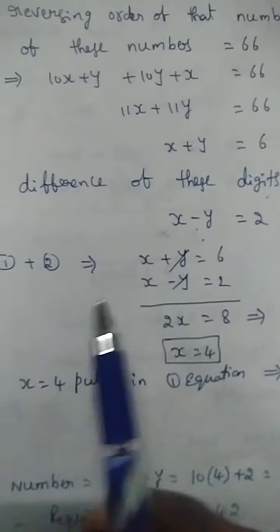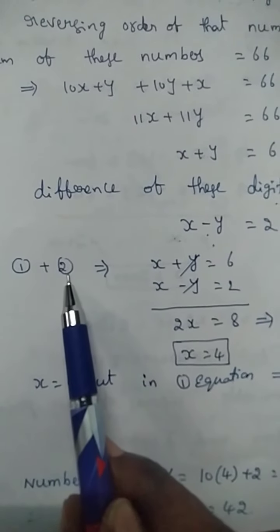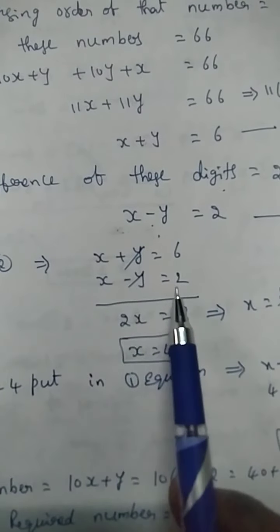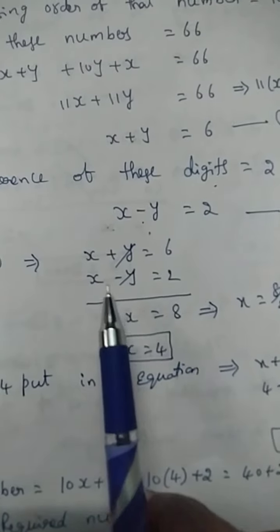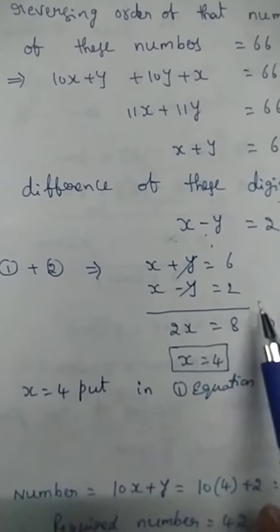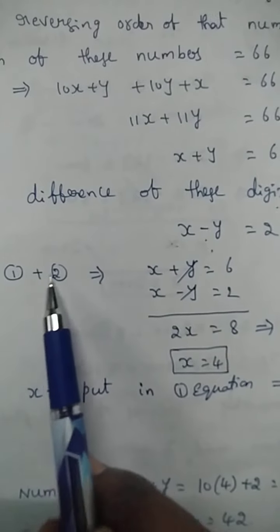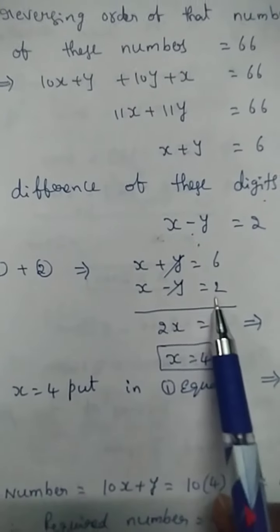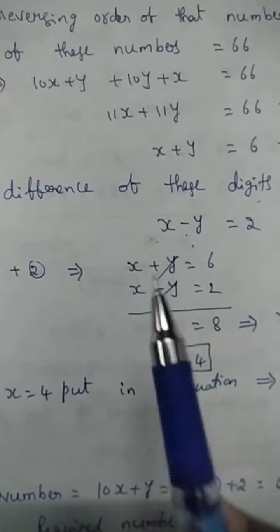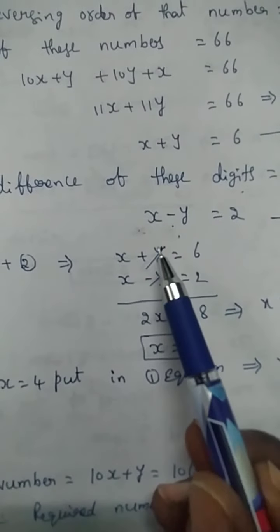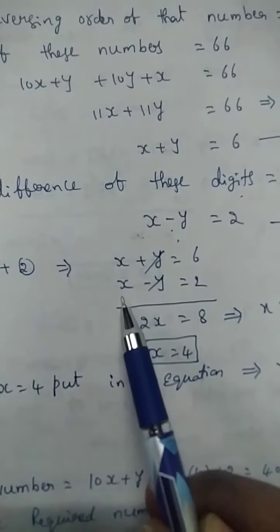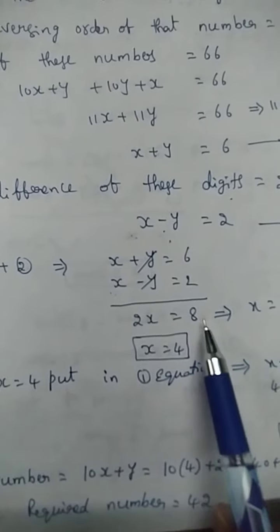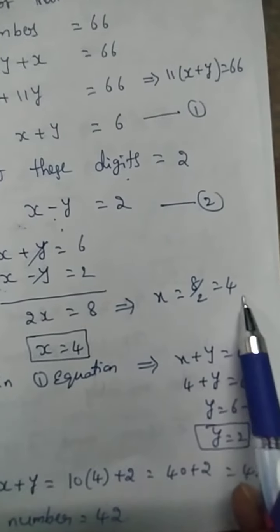Here we add: x plus y is equal to 6, x minus y is equal to 2. There is no need to change the signs of the terms when adding. Only when subtracting the second equation from the first do the signs change. Plus y and minus y cancel, and x plus x is 2x. 6 plus 2 is 8, so 2x is equal to 8, and x is equal to 8 by 2, which is 4.